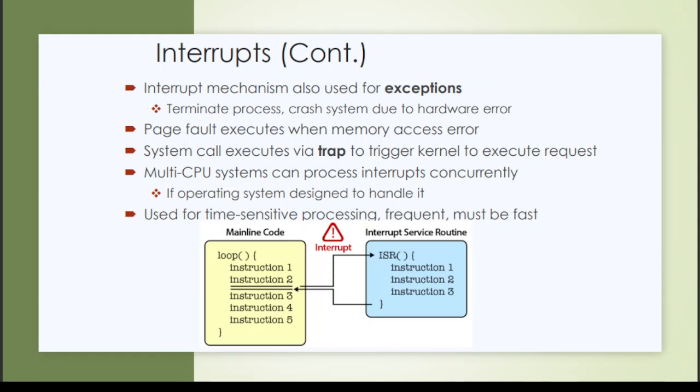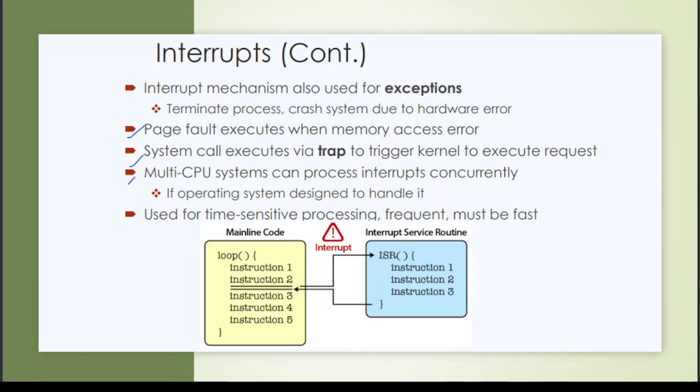Interrupt mechanisms are also used for exceptions. Exceptions are errors that are caused during the runtime of a process. In this, we terminate the process and crash the system due to hardware failure. A page fault executes when there is a memory access error. A system call executes via a trap to trigger the kernel to execute the request.